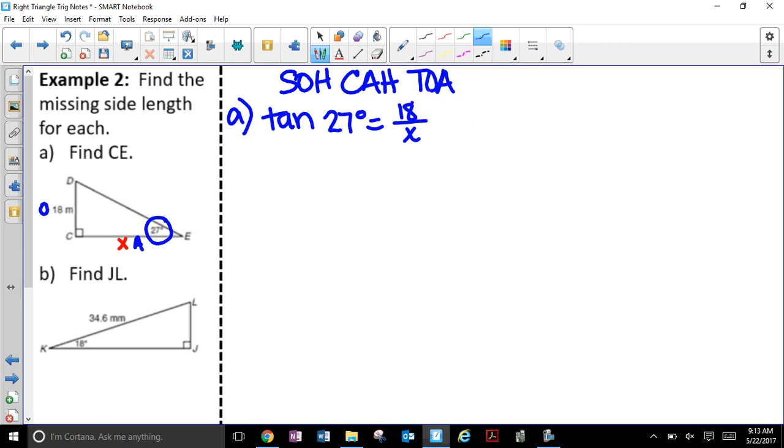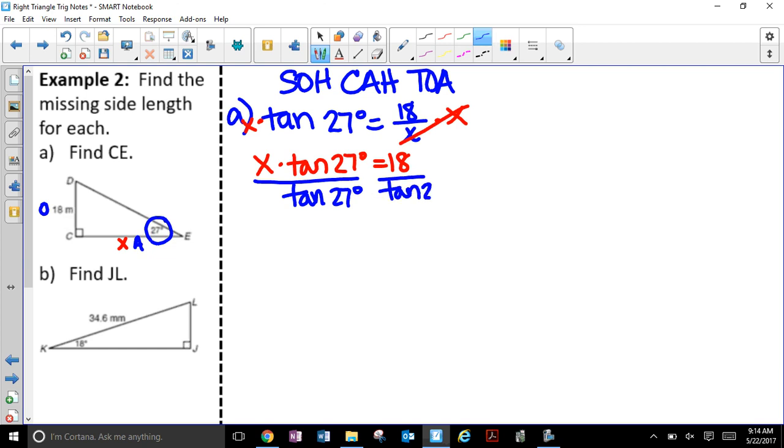Okay. So now we have an equation that we can use algebra to solve. First, you have to get the X out of the denominator, because you can't solve for X when it's in the denominator. So I get this. X times tangent of 27 degrees is going to equal 18, because that cancels out. Well, now I need to get X by itself. So X times tangent of 27. To undo that, I divide by tangent of 27.